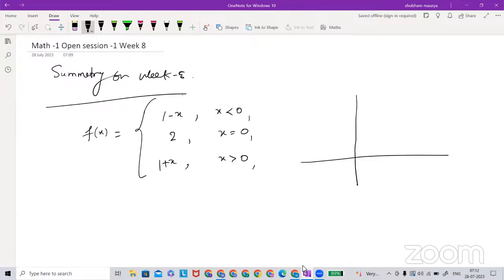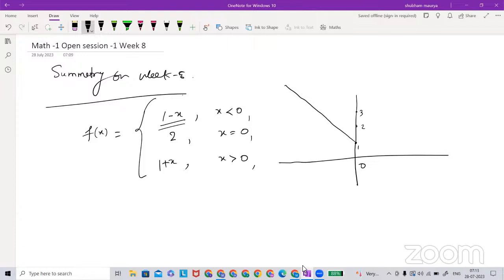See this, when x is less than 0, the case is on this side. So on this side the function behaves like 1 minus x. If you draw the graph of 1 minus x, it represents a line, as this is a linear function. Suppose here is 1, here is 2, and here is 3. So the graph will be like this. This negative sign means the line will be on that side, and the slope will be negative.